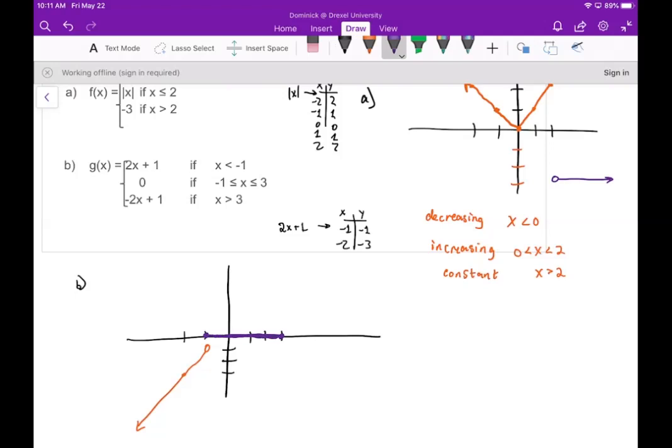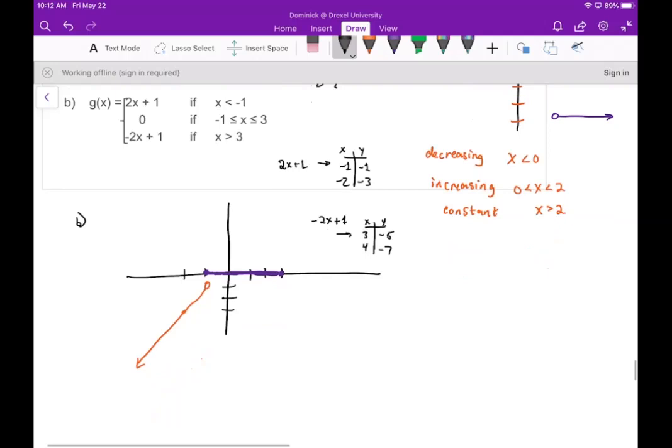Right? And then finally, if we're greater than 3, we're at -2x plus 1. Which if we plug in 3, even though it's an open circle, and 4, we're going to get 3 times -2 will be -6 plus 1 is -5. And then 4 will give us -8 plus 1, so -7. 4, 5, 6, 7.